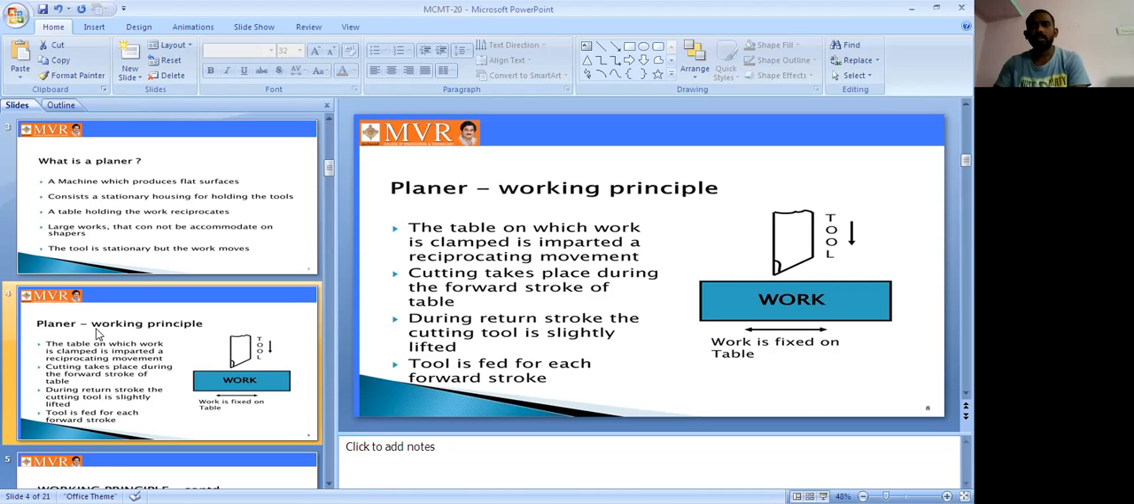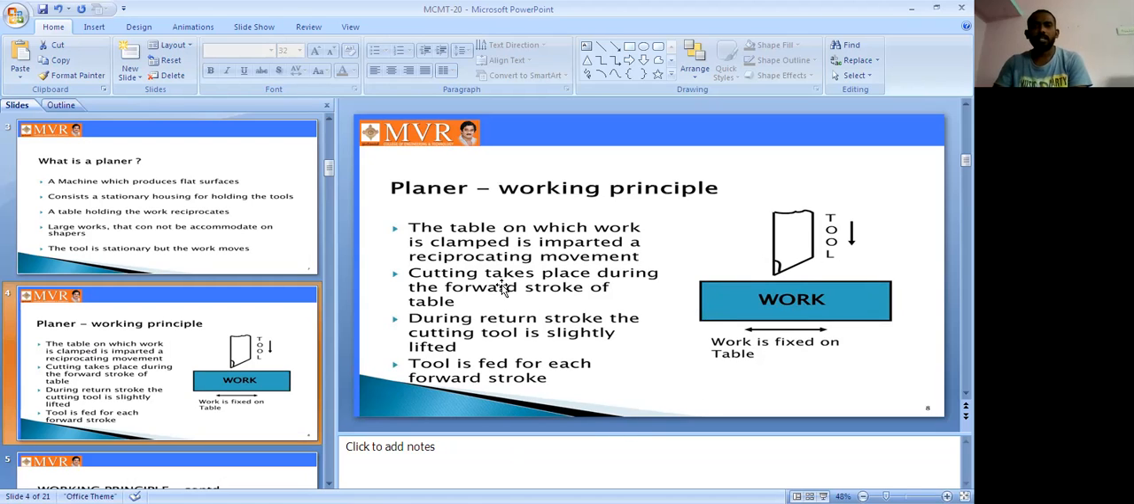So here the tool is stationary, and the work will move in forward and backward directions. Remember that point. The tool is stationary, but the work will move in different directions and produce the flat surfaces. See here, the work is fixed on the table. We have the table, and on that table we are clamping the work.